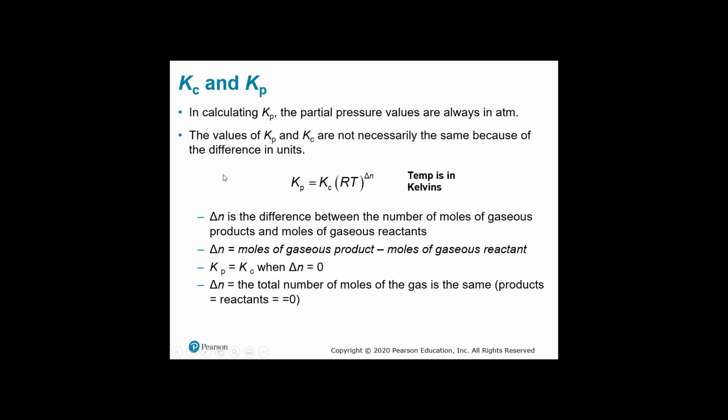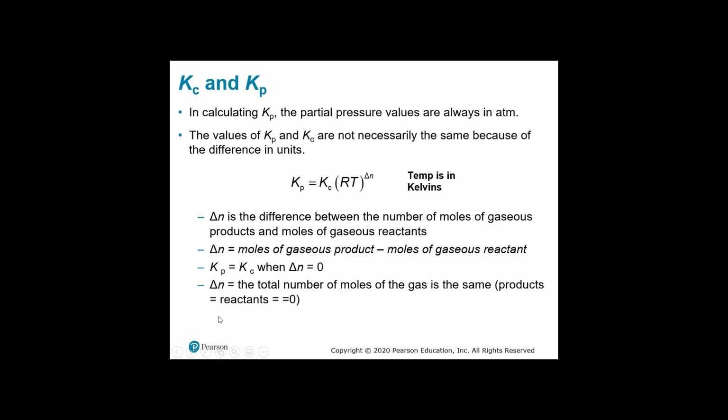So what is delta N? On the next slide, I'm going to show you what all this is. But delta N is the difference between the number of moles of gaseous products and moles of gaseous reactants. So I have it right here. We subtract the reactants from the products, and that will give us a number. Now, we'll go on with this number later. However, Kp and Kc are equal when delta N is equal to 0.